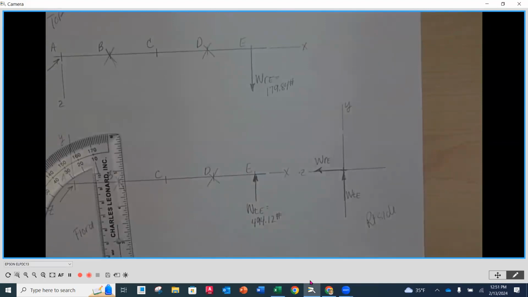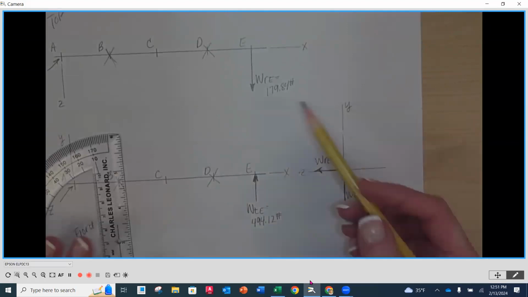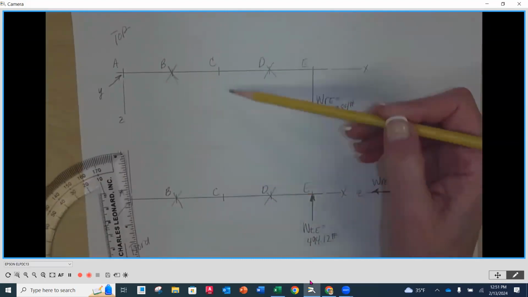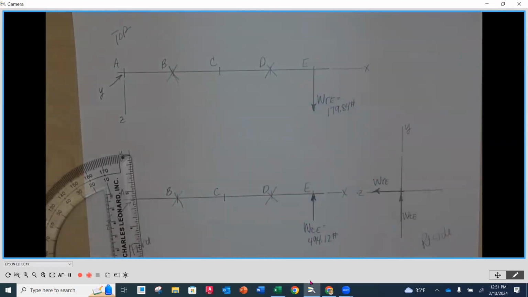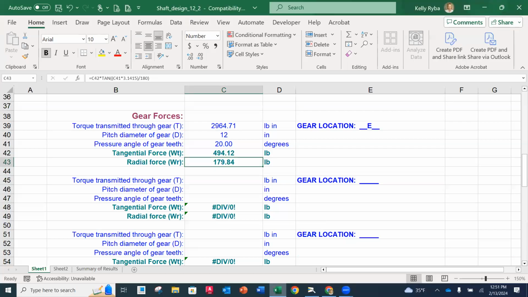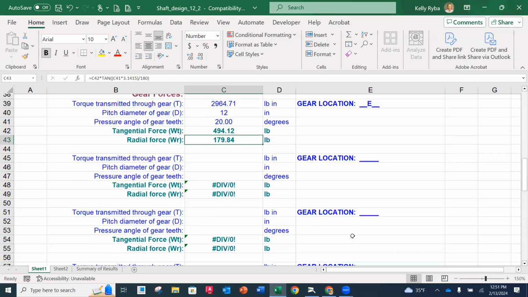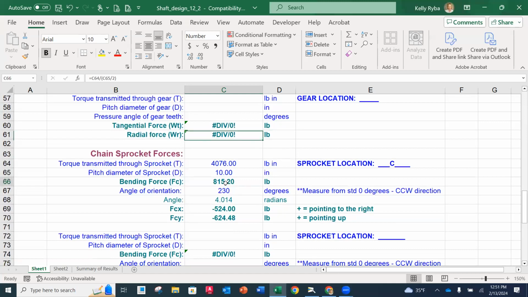Questions so far? So we've got our orientation of our gear forces. Now we're going to go to the orientation of C, working right to left, to our chain sprocket. From the spreadsheet, we calculated the total force here of 815, but because it's at that angle, we need to use the components in the X and the Y direction. This is going to be looking down the X-axis as a right view.